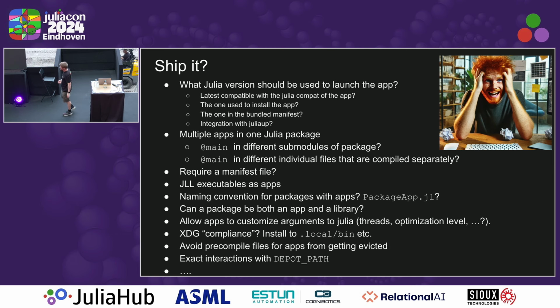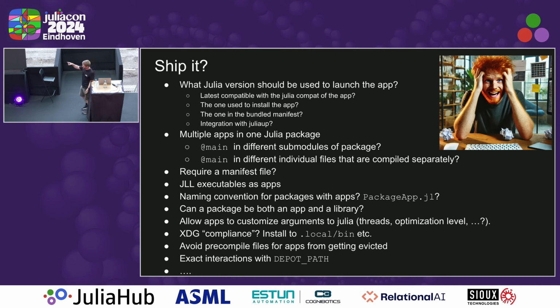Another thing is, should you be able to have multiple apps in one Julia package? Right now, with my previous example, I just had the main function in the package module. But maybe you want to be able to provide multiple executables in the same package. So then you could maybe have different submodules with different main functions in them, or maybe in different individual files that have main functions. But then those need to be compiled separately, and it's a little bit tricky.